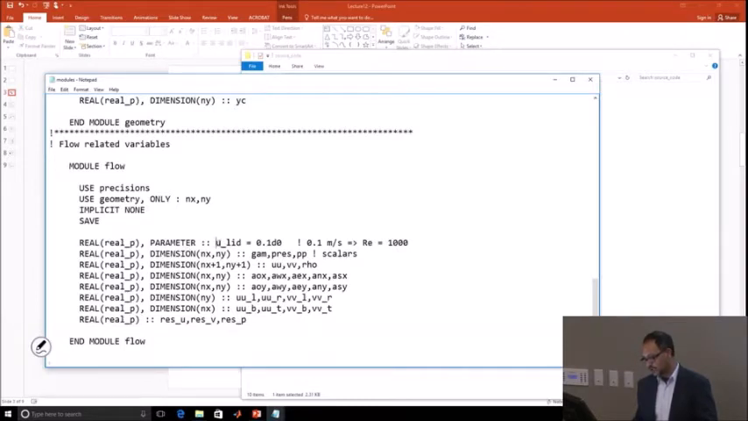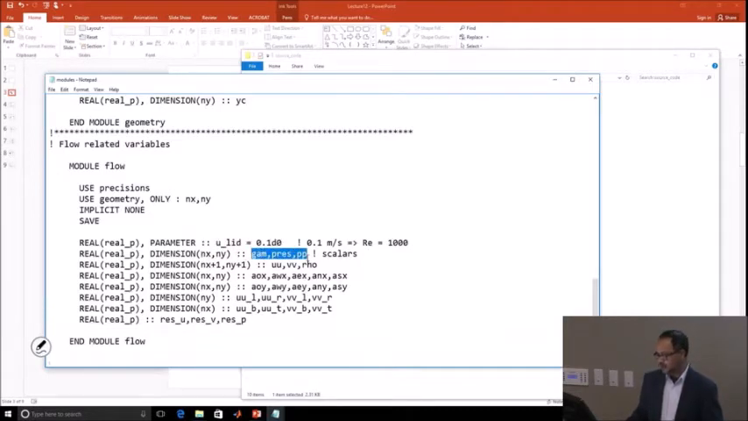Here's your U lid. I have a comment here saying that 0.1 meters per second actually gives a Reynolds number of 1,000. That is just for my own reference, because when I change it, I know exactly what the Reynolds number will become. And then here you can see the actual data structures for each of the variables.